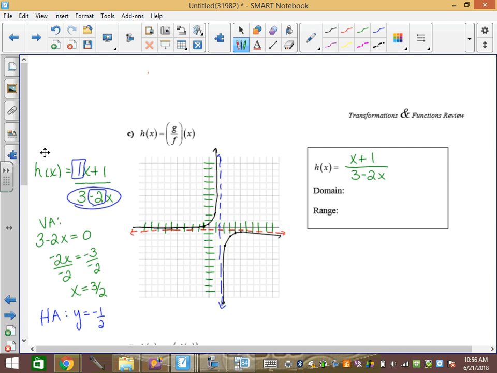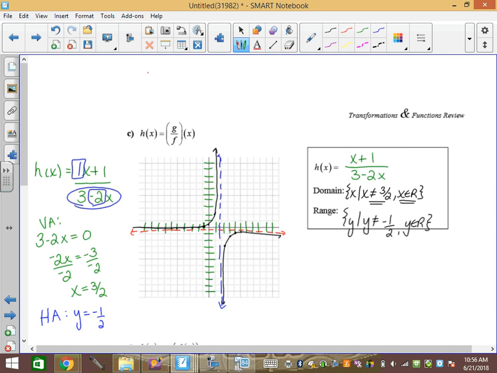Rational functions domain and range is really easy. It's just what the asymptotes can't be. So in this case, it can be x such that x cannot equal 3 halves, x ∈ R. It equals everything else. So I just say x cannot equal 3 halves, and then I follow with all the x, and x is an element of all the real numbers. So all the real numbers that are not 3 halves. And then I'm going to do y such that y cannot equal negative a half.